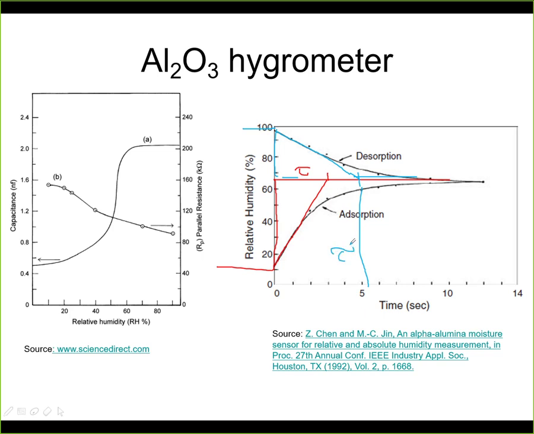So this is typical for those humidity sensors. They have a smaller time constant when you are increasing humidity, and then a longer time constant when you are decreasing humidity. It's not that significant, but in both cases it's in the order of few seconds. So it can be 5 seconds, it can be 8 seconds, for example.